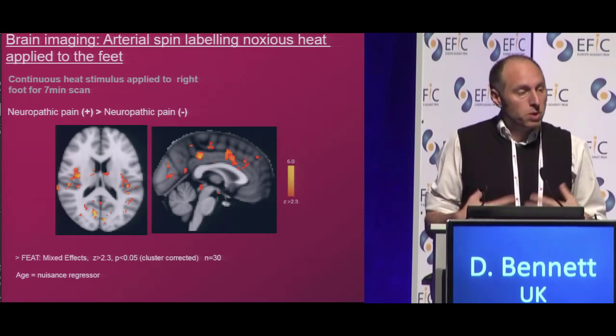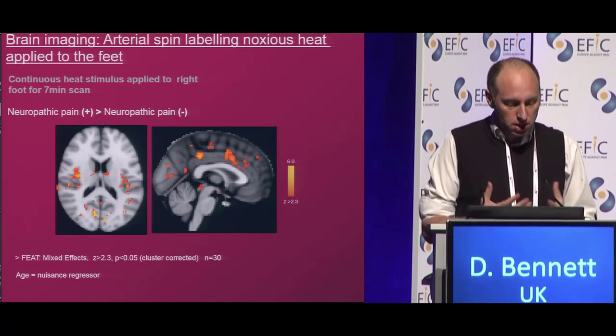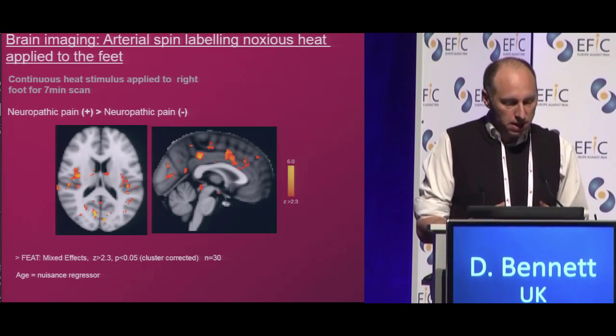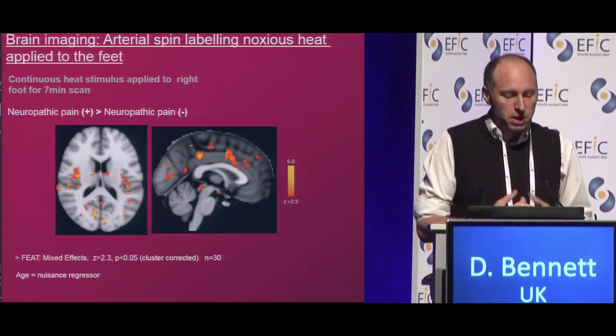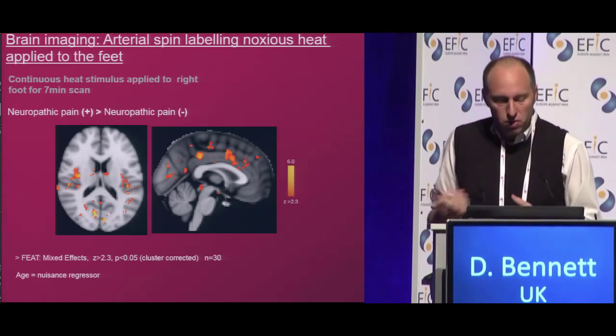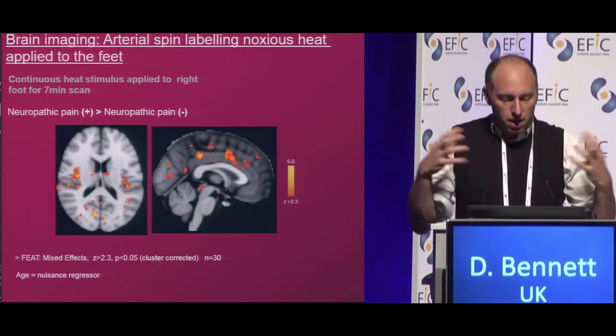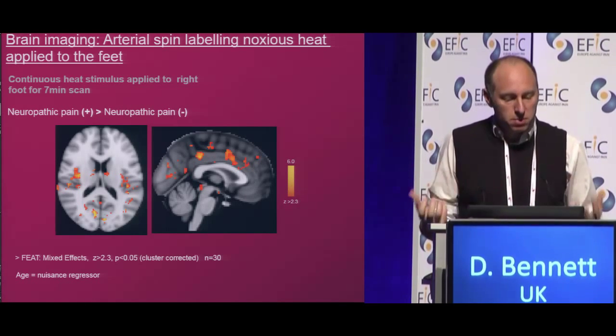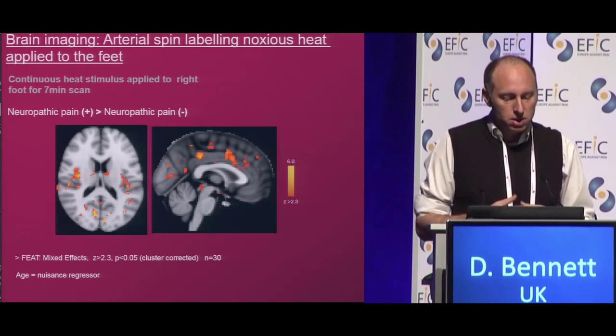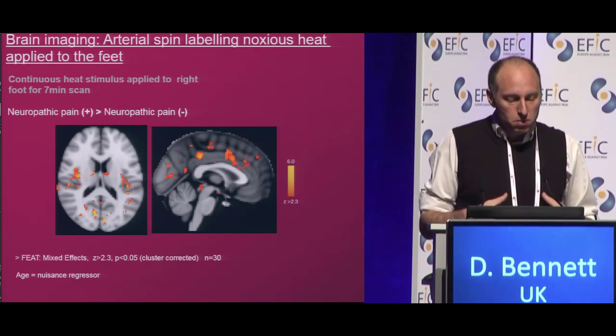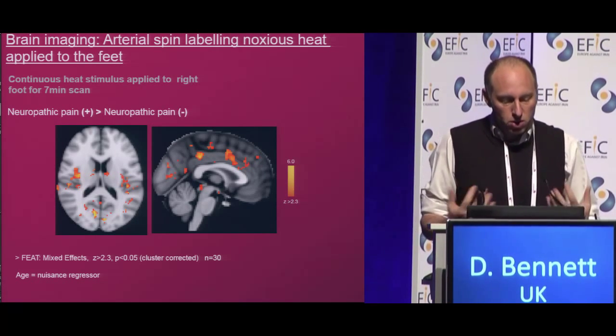We also see changes when we do apply a stimulus. So for instance, these are now where we've applied a thermal stimulus to the feet, and again we've compared those patients with neuropathic pain and those patients without neuropathic pain, and again we're seeing a number of areas of the cortex which had previously been implicated in brain imaging studies relating to pain being more activated in those patients with neuropathic pain.